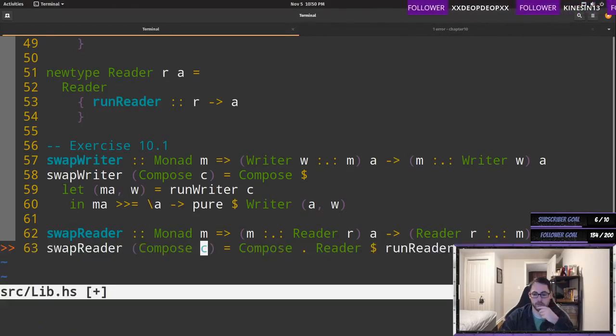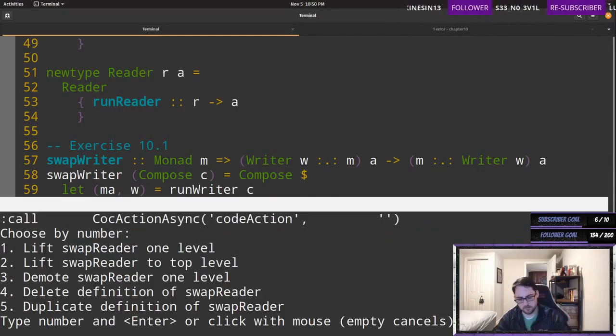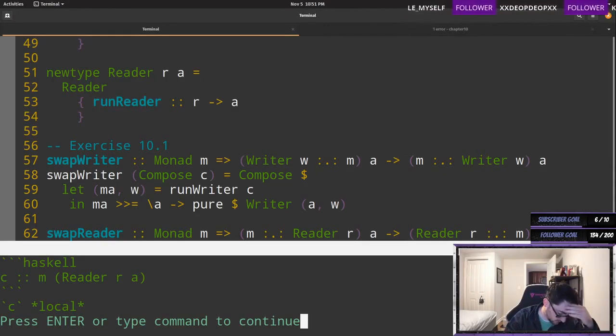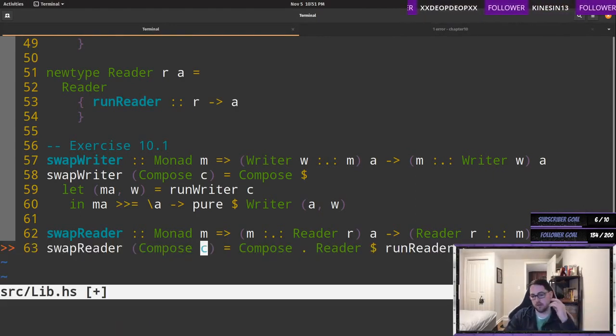Yeah, this one's tricky actually. I need to get that reader, but I also need the monad. Is this right? How do I get the reader?